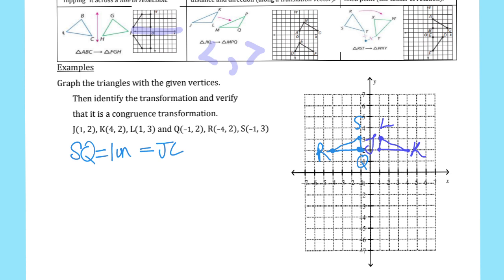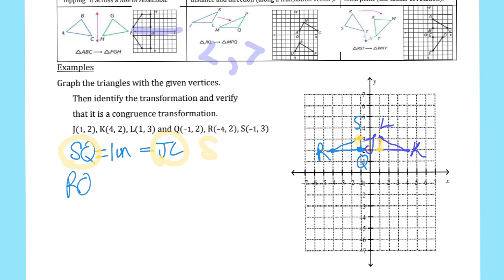So the first side is going to be shown to be congruent. These two are congruent to each other. They're each 1 unit. Awesome. So we have a side shown. That's a side. We can say, all right, what else can we do? And a really easy calculation to do would be to go from RQ.